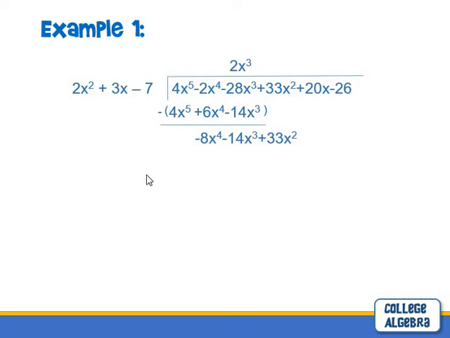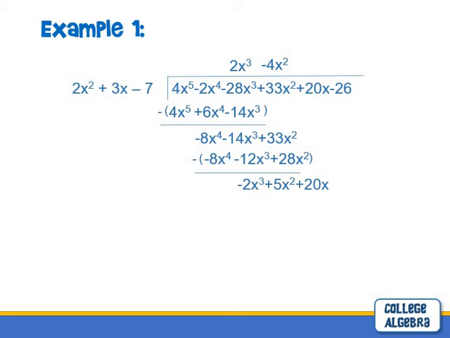We divide 2x squared into negative 8x to the fourth, which will give me negative 4x squared. Negative 4x squared times my divisor is negative 8x to the fourth minus 12x to the third plus 28x squared, and we subtract that off. So the fourth degree powers there cancel out, and then we have negative 14x to the third minus a minus, so plus 12x to the third will give me negative 2x to the third. And then 33 minus 28 gives me 5x squared. And then we drop down the 20x and keep on going.